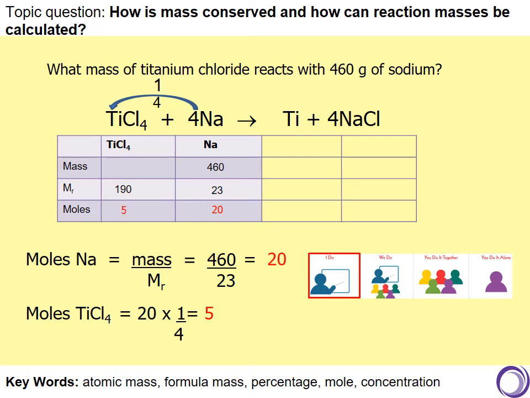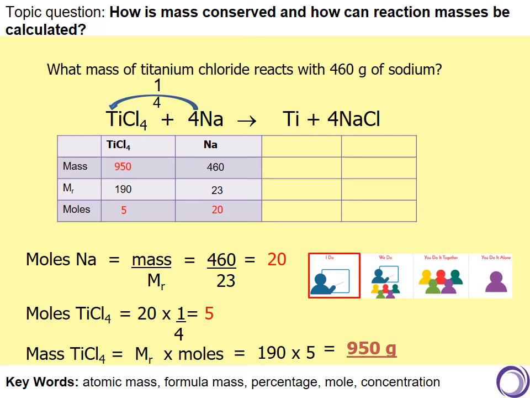That's fabulous because now I know the number of moles and I know my formula mass. I can work out the mass of titanium chloride. So the mass is equal to Mr times moles. Moles equals mass, which equals 190 multiplied by 5. So it gives me a total mass of 950 grams.